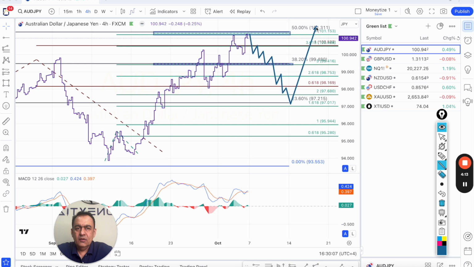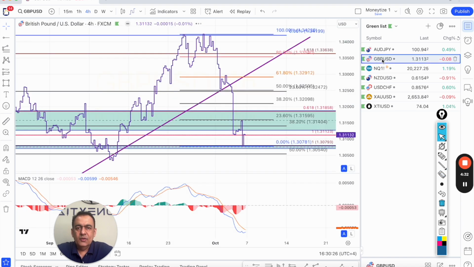But I'm looking to buy the dips. So this is the plan. And we also have a rising trend line here. Any which way, if it gets into a deeper correction, the rising trend line would still be intact. If it doesn't, then the first buying opportunity comes around 99.48. So for AUDJPY, the plan remains bullish.